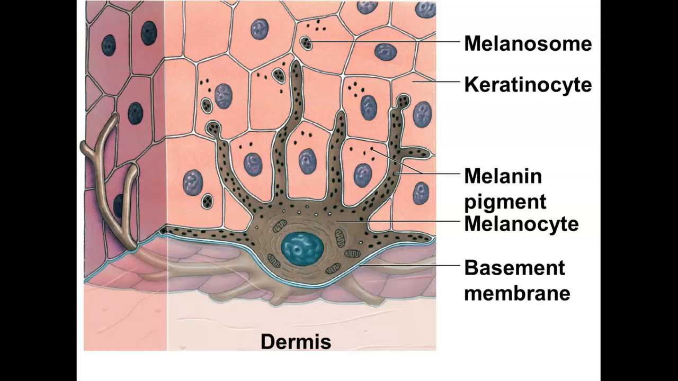So as those cells start from the bottom layer at that stratum basale, they're going to move up, and as they move up, remember they start to die out, and depending on how much sunlight or UV light you're exposed to depends on how that skin tans because of those melanosomes there with the melanin inside.